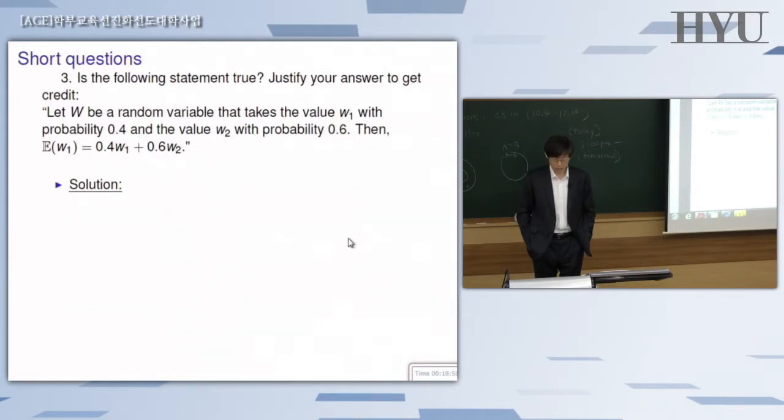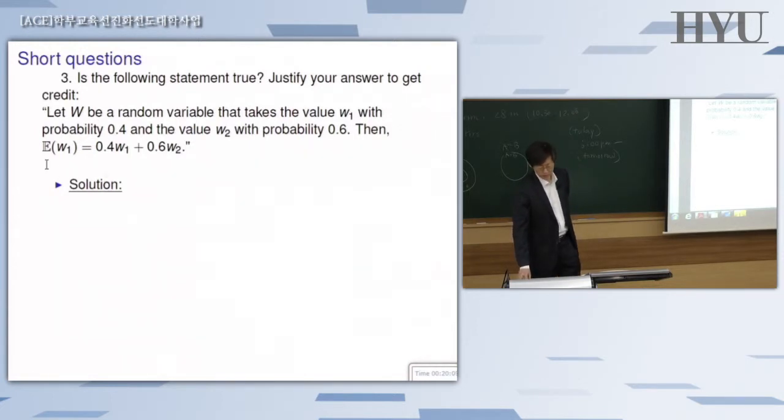Then the statement concludes the expected value of W1 is the same as 0.4 times W1 plus 0.6 times W2. So first say whether this statement is true, false, or maybe not certain, and back it up. Justify. True or false? True.